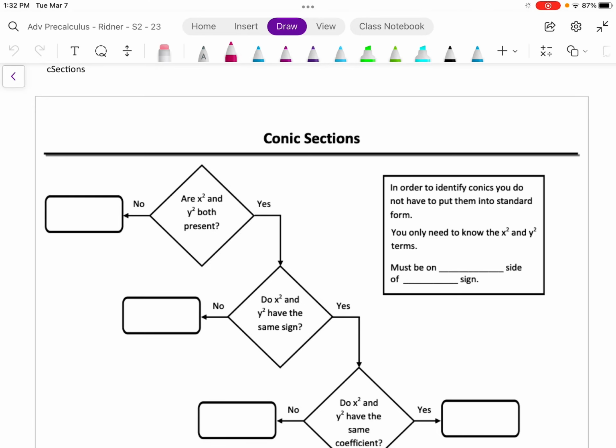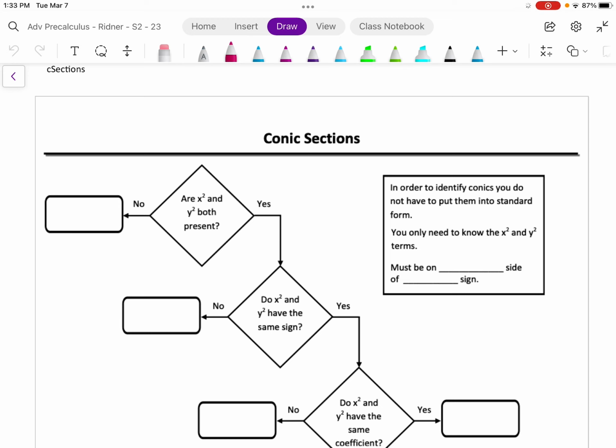All right, so conic sections are actually really easy to identify just by looking at their equations, but it's one of those things, the more you practice, the easier and more natural it gets, so make sure to practice. So in order to identify the conics, you do not have to put them in standard form, but you only need to know the x squared and y squared terms.